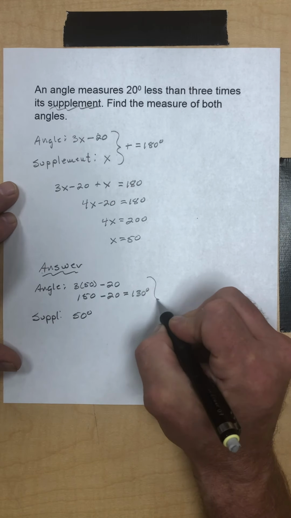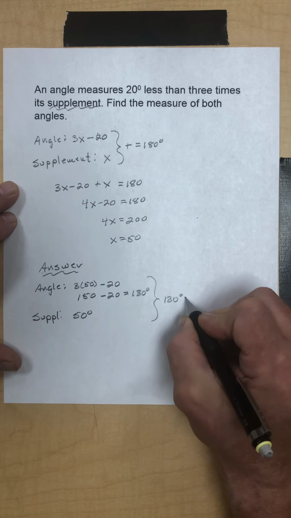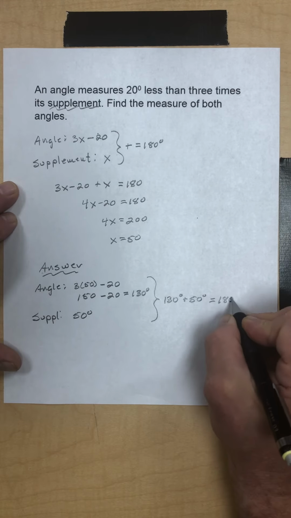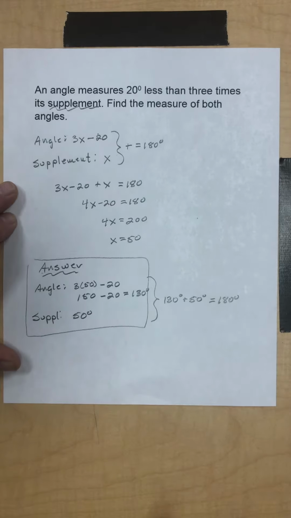Okay, so if this works out, they have to add up to 180 degrees. So if we take the two angle measures, 130 and 50 degrees, obviously they add up to 180 degrees. So I should feel pretty good about my answer on this one as well. And we're in good shape.